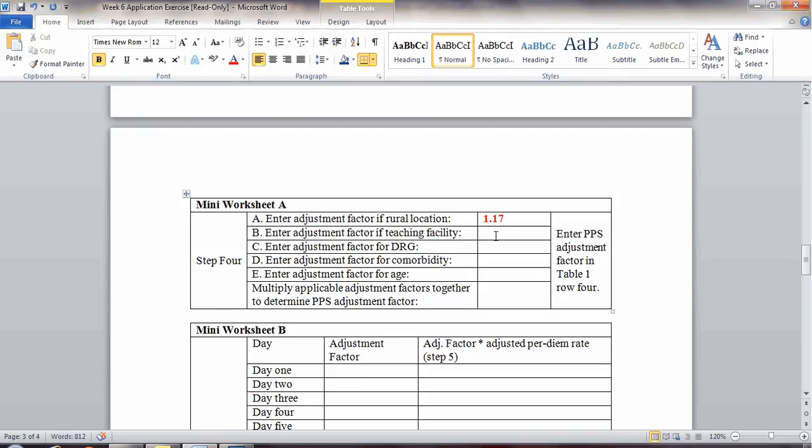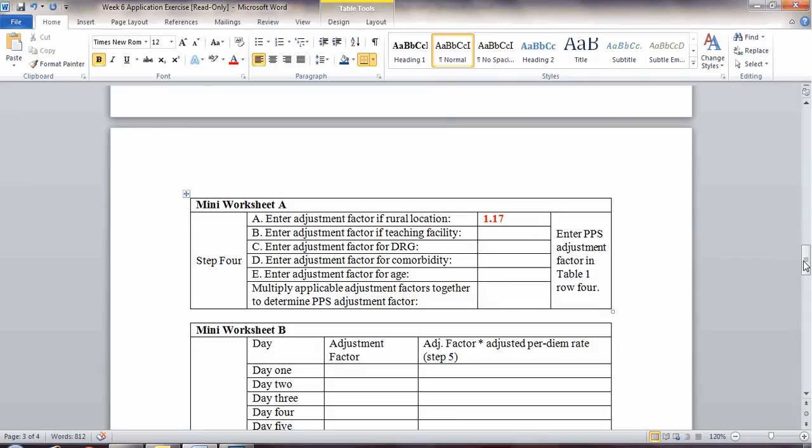For Part E, you are entering an adjustment factor for the patient's age. Again, this information was given to us in the claims information in Figure 2. The adjustment factor can be looked up in Table 6.10 of the text. So once you have all of your data plugged into these particular cells, what you're going to do is multiply all of them together to come up with your payment prospective system adjustment factor. This would be your overall adjustment factor for this particular encounter.